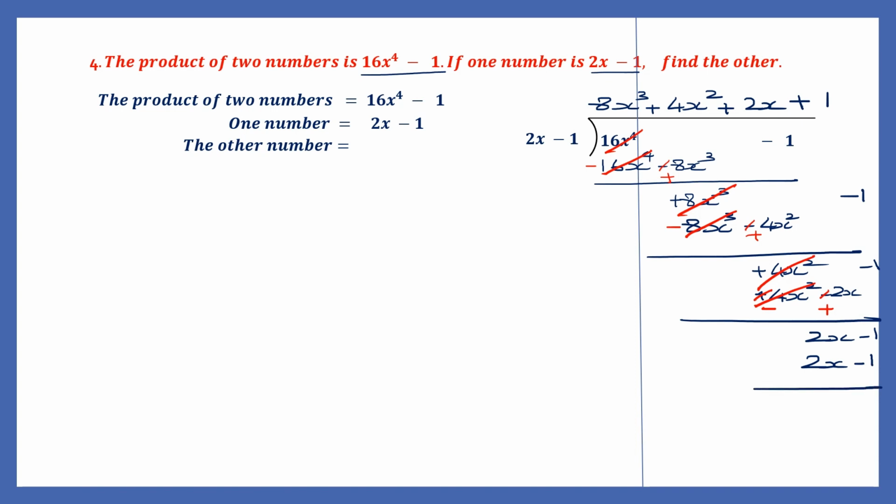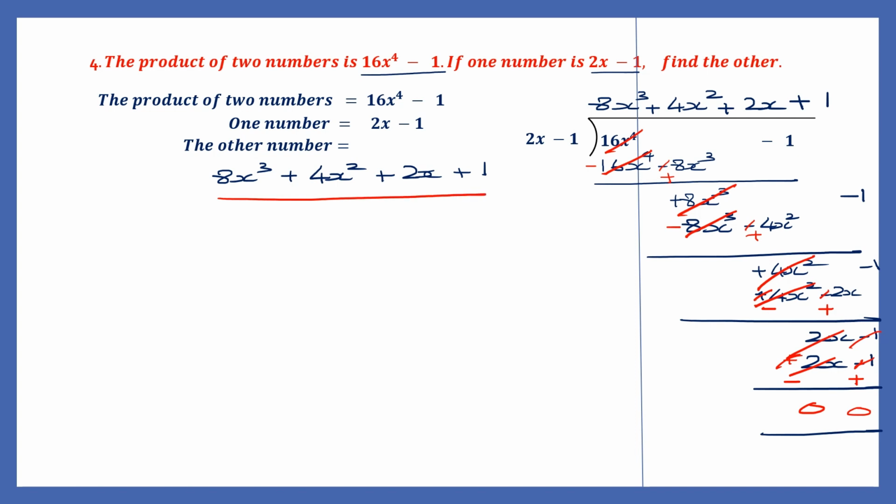Subtract, change the signs. The plus becomes minus and minus becomes plus. So here we have plus 2x minus 2x is 0. So cancel it and write 0. Then here we have minus 1 plus 1. That is also 0. So our remainder is 0. That means our quotient is our answer. This is our answer. And what is that? That is the other number. So which is the other number? Let's write it down here. The other number is 8x to the power of 3 plus 4x square plus 2x plus 1. So this is our final answer to question 4.